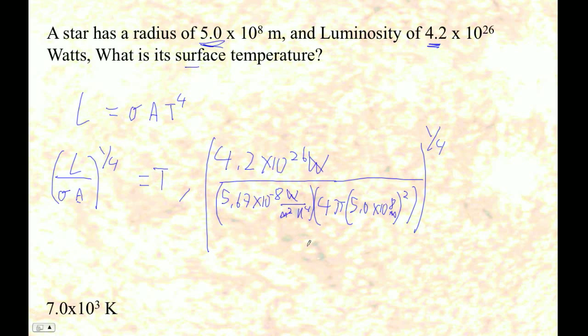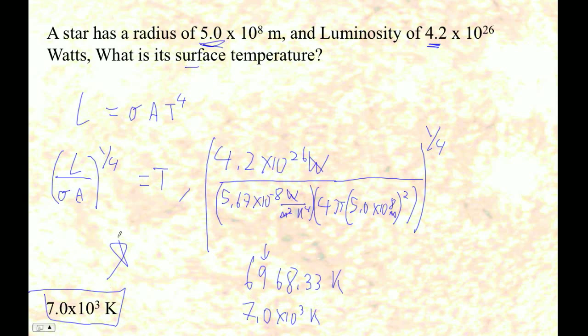Let's see what I get. I get 6968.33 kelvins. We have only 2 sig figs, so if we round it, we've got to round it up, so 7.0 times 10 to the 3rd, which is why that's how I wrote it there. That's not too hard, is it?